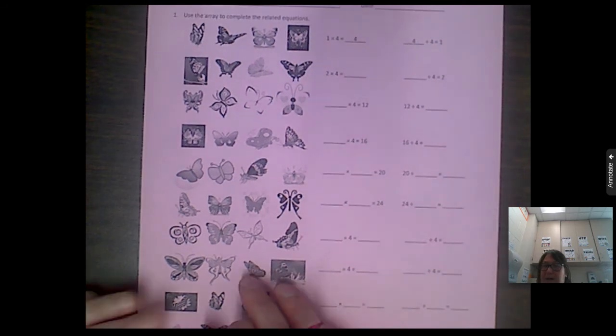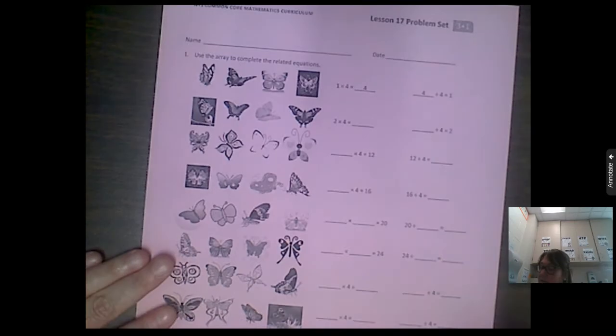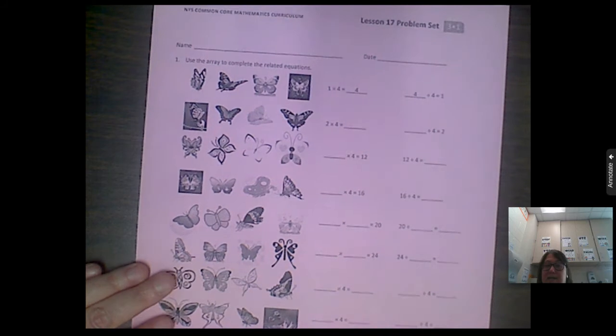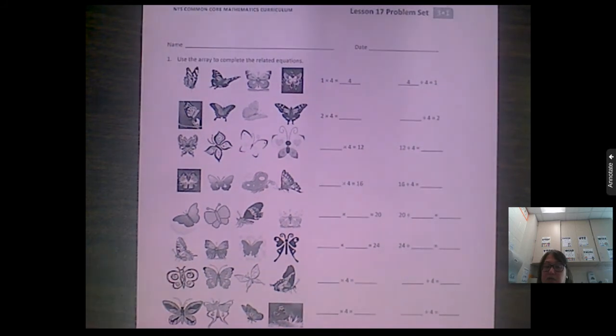Okay, make sure you have your name and date on your problem set. So this is counting by 4s today. So that's why I mentioned to you at the beginning of our time together that you will probably want to stop and listen to the 4 skip counting song. So click that link and let's do it real quickly right now.